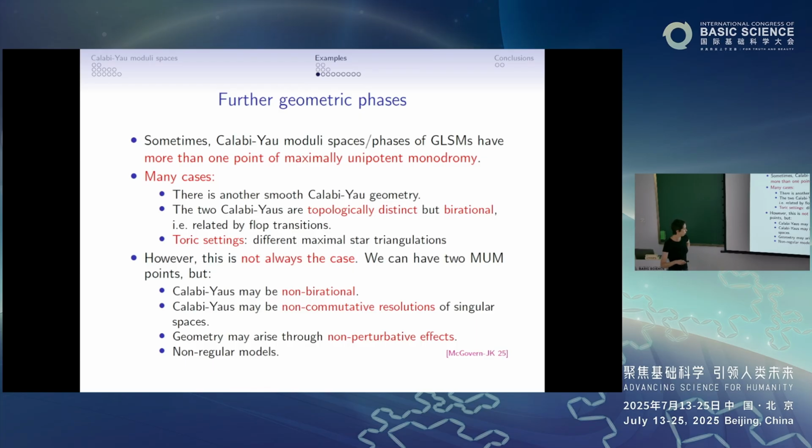What I want to talk about is Calabi-Yau moduli spaces that have 2 points of maximally unipotent monodromy, where the corresponding Calabi-Yaus are not birational. Sometimes they are non-commutative resolutions of some singular spaces, as Mauricio already mentioned in the morning. And the geometry itself appears through non-perturbative effects and not just as a solution to the vacuum equations. And also these non-regular models, which are totally off, this year we found an example which has a point of maximally unipotent monodromy, which really baffled us. Maybe I'll come to that, and that would be an infinite distance point.